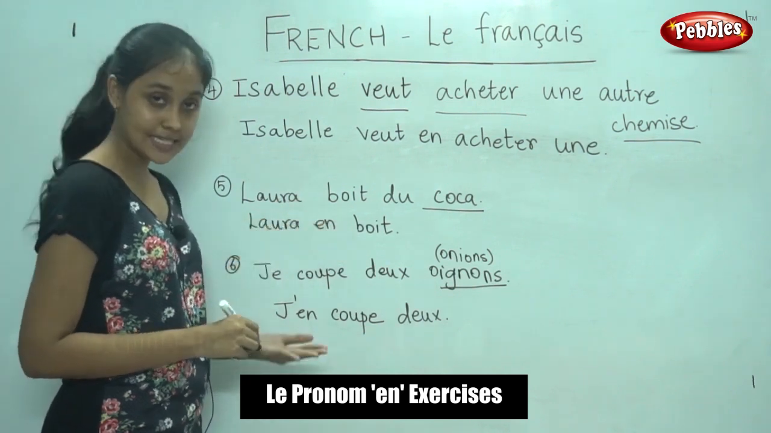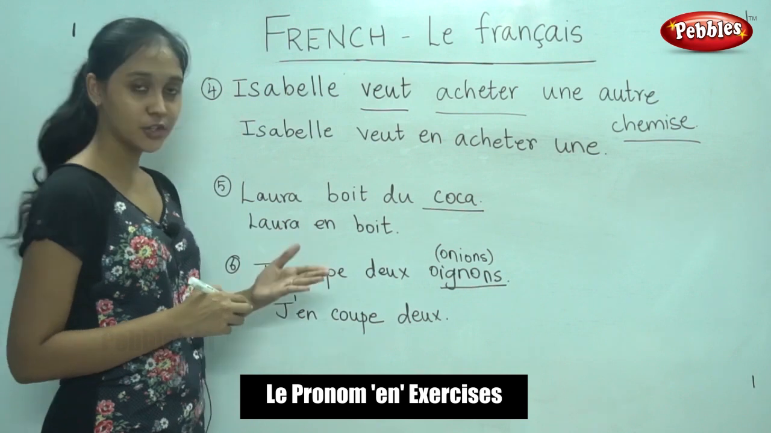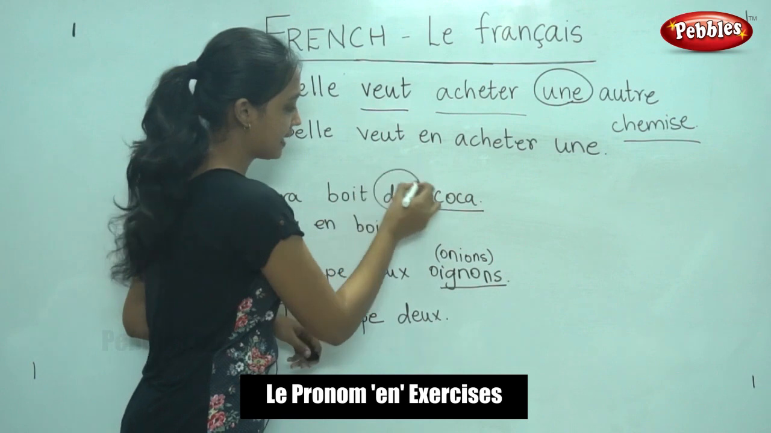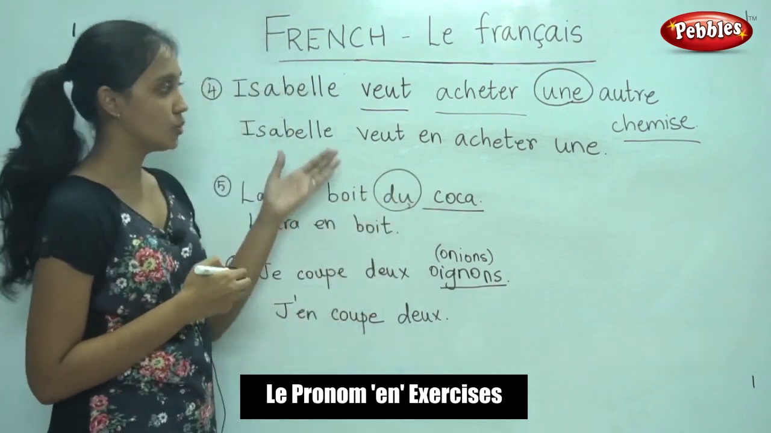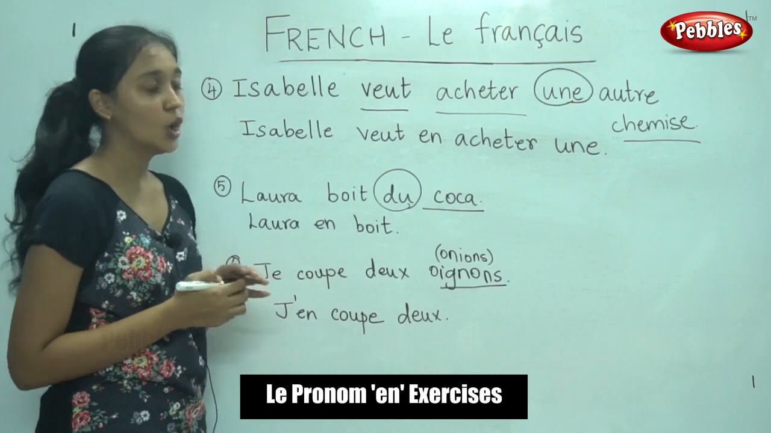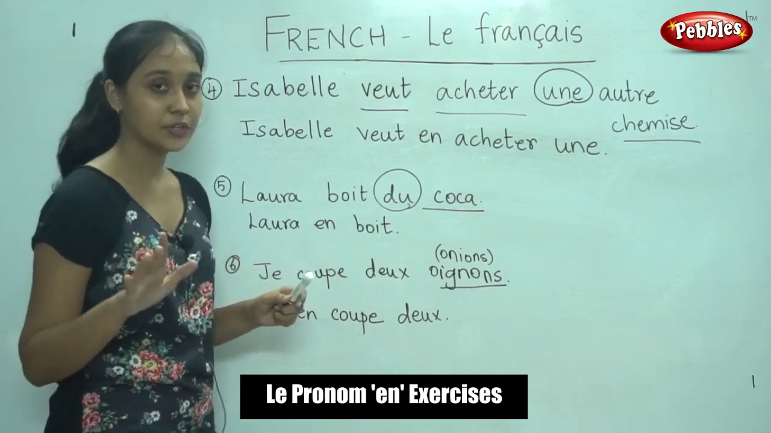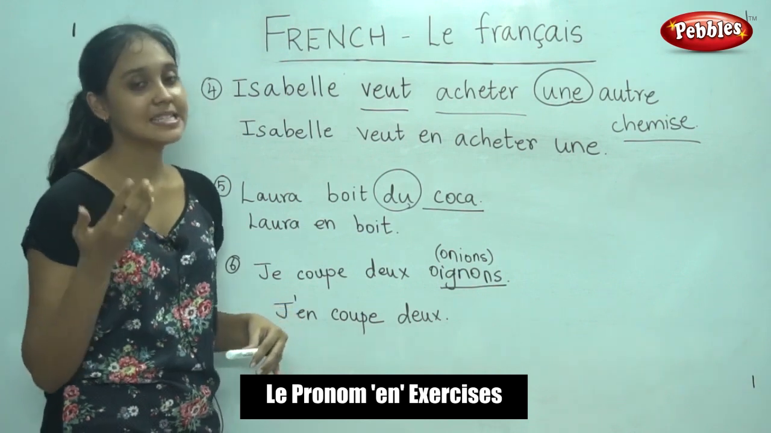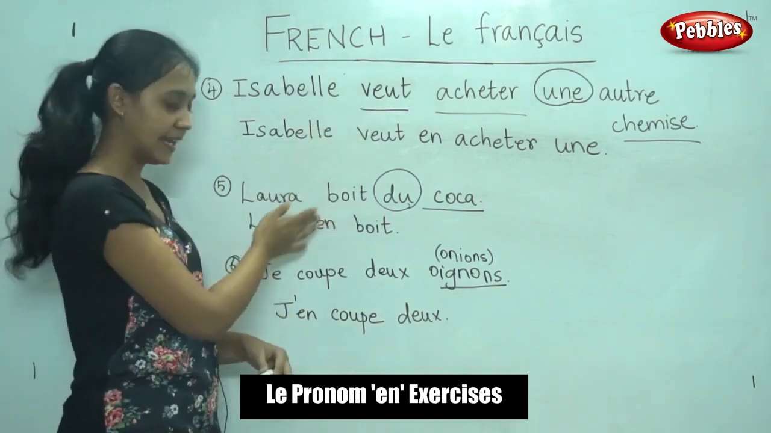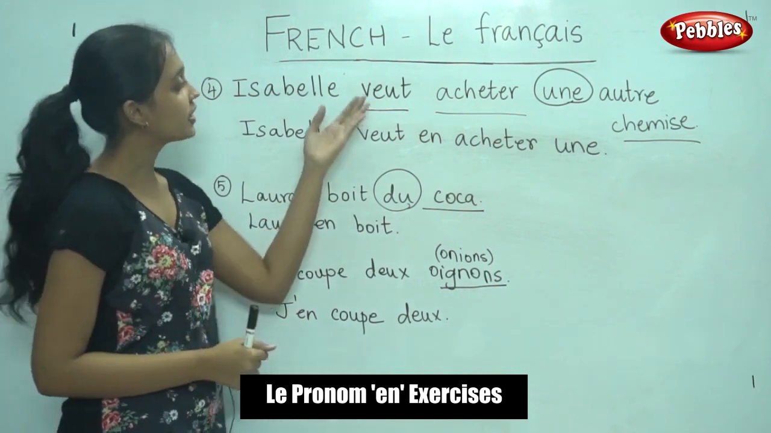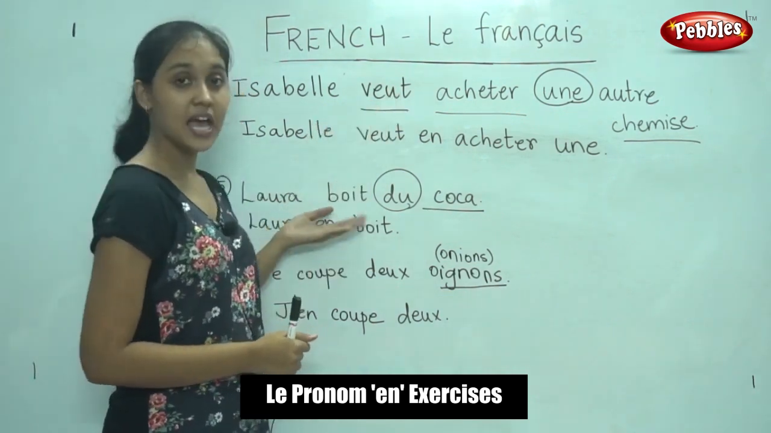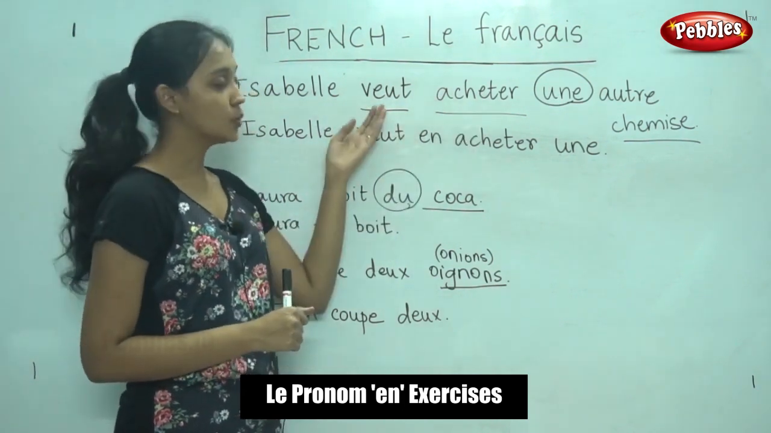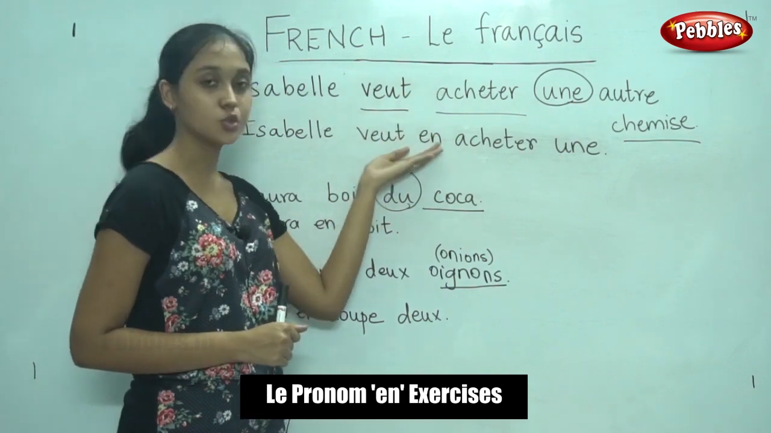En replaces a noun that is introduced either by an indefinite article or a partitive article. So what do we do in the sentences? We recognize the noun that needs to be replaced and we replace it with en. We place en before the verb. And what would you do if there are 2 verbs in the same sentence? You would write it in between the 2 verbs.